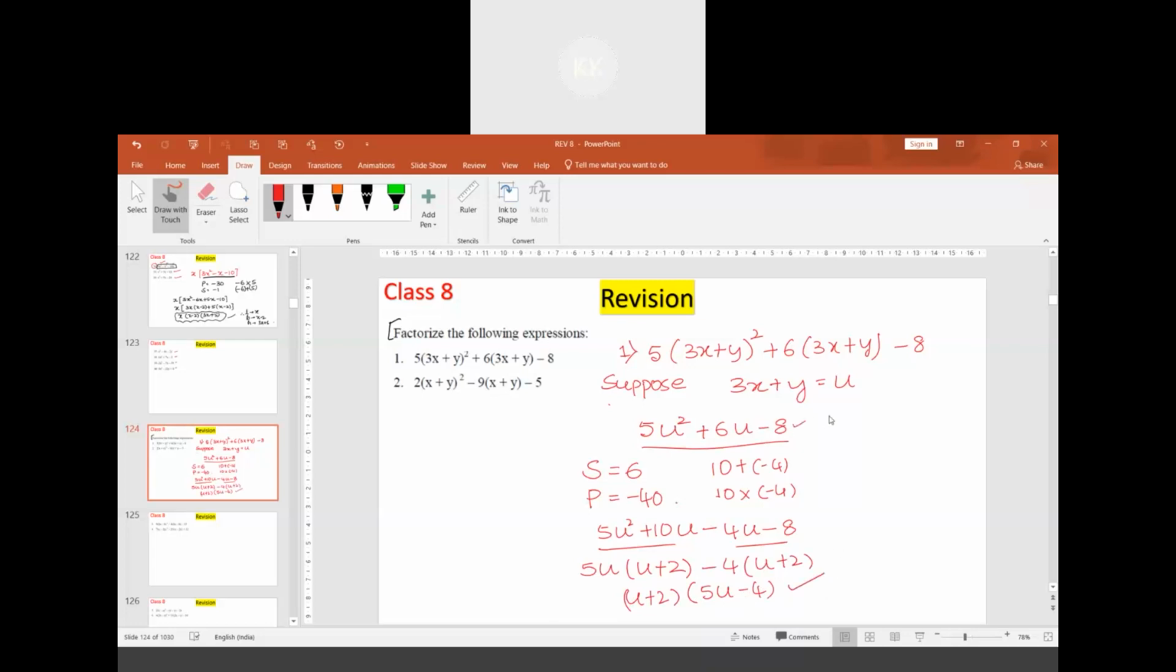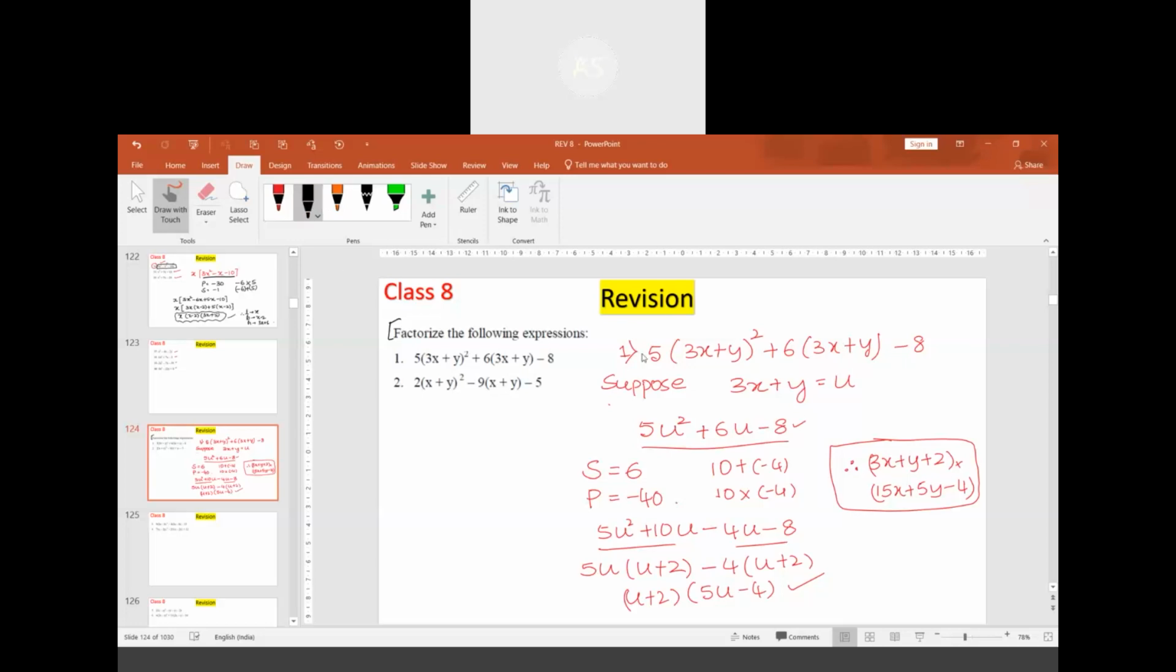This is the factorization, but it is not the final answer. The final answer is: instead of u, you keep writing 3x plus y. So 3x plus y plus 2 into 5 times 3x plus y minus 4, which is 15x plus 5y minus 4. These will be the factors. Understood?